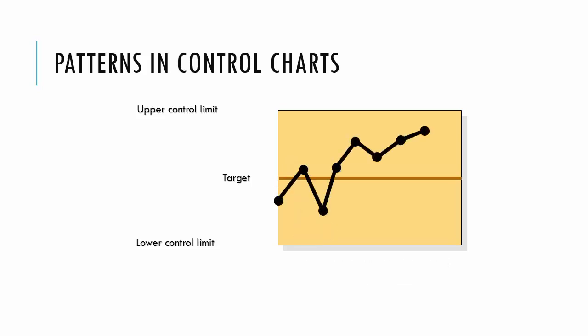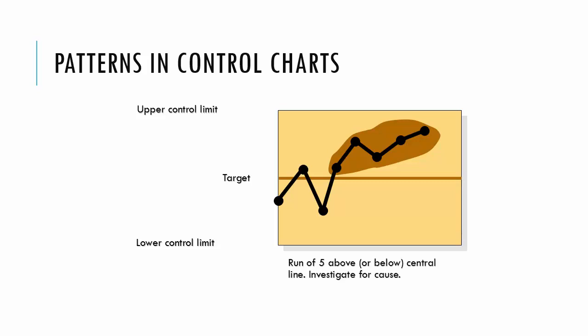If there is a run of 5 points above or below the center line, then we would want to investigate. Again, the sample points should be randomly distributed between the 2 limits, and this pattern violates that assumption.